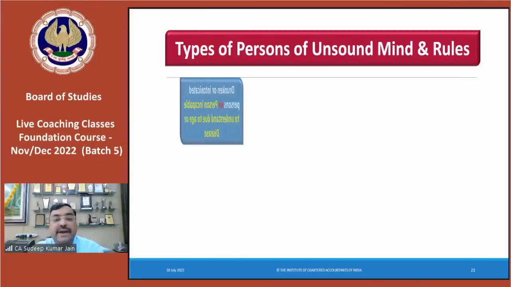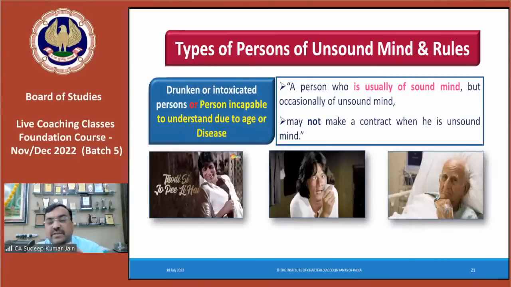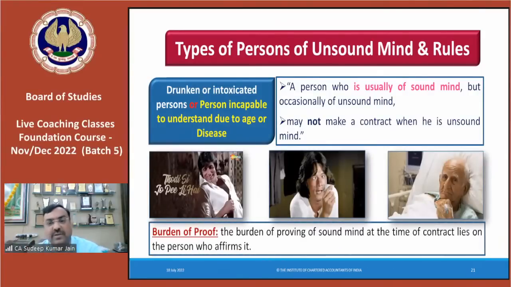Third is intoxicant. Intoxicant means the person who is usually of sound mind, but occasionally of unsound mind. Usually sound mind, but he takes some alcohol, then he becomes of unsound mind. He is called drunken, intoxicant. हिंदी में क्या बोलते हैं उसे? नशेड़ी. नॉर्मली सही है लेकिन कभी कभी वो अनसाउंड हो जाता है, दिमागी काम नहीं करता है.